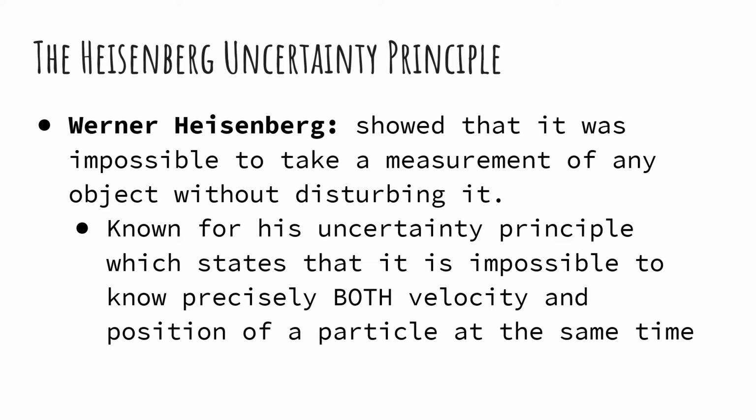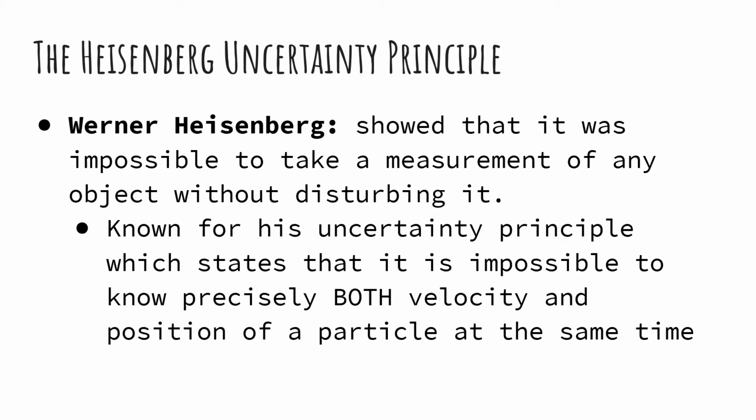However, a conclusion reached by Werner Heisenberg proved to have a profound implication for all atomic models. Heisenberg showed that it was impossible to take any measurement of an object without disturbing it. The act of observing the electron produces a significant, unavoidable uncertainty in the position and motions of that electron.